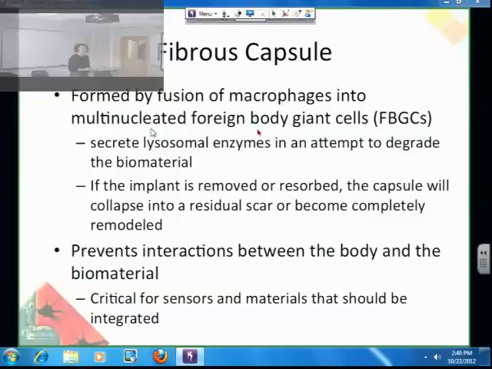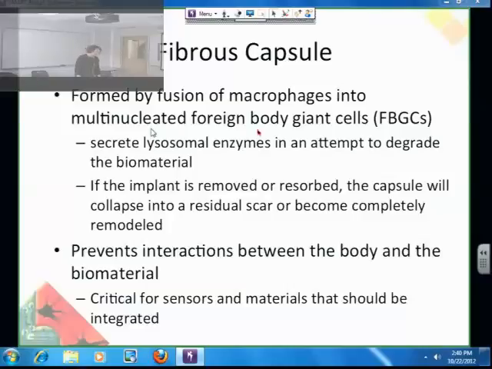And then once they are successful in degrading the biomaterial, the capsule will collapse into a scar, and then that'll probably be remodeled and gotten rid of. Maybe if it was huge, you might have some residual scar that never goes away, but the body is pretty good at clearing the fibrous capsule once they get rid of the foreign object.